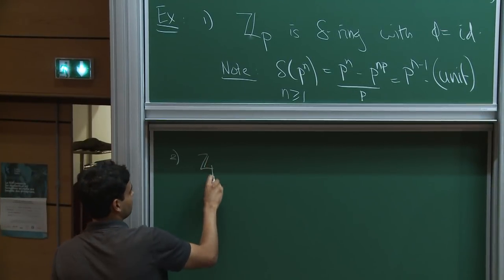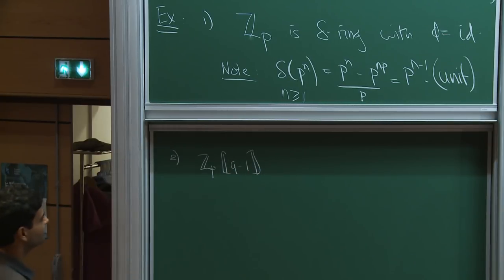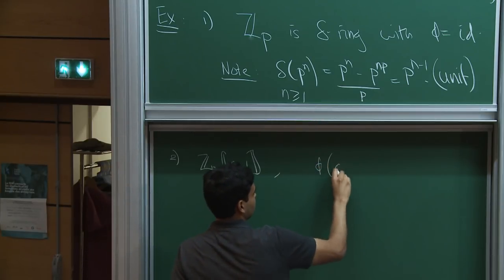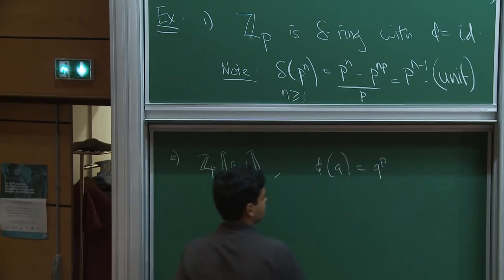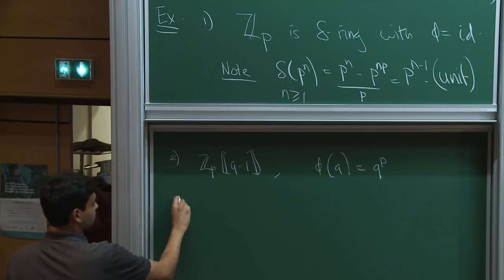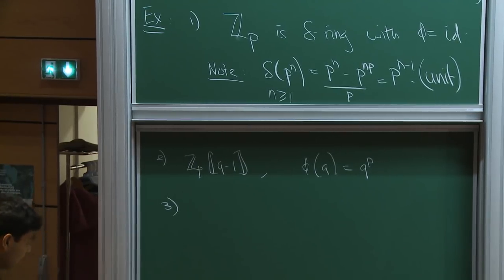So another example is you take Z_p, I mean, you can just write down these rings with the Frobenius lift without any trouble. So consider Z_p power series in q minus 1 with the Frobenius given by phi(q) equals q to the p. And so this is a delta ring. This will somehow be related to q-de Rham cohomology later.